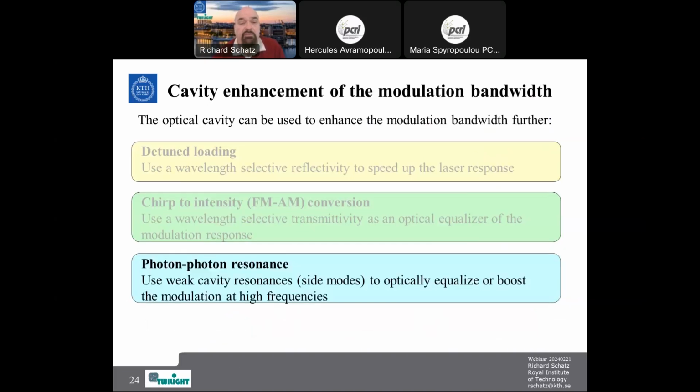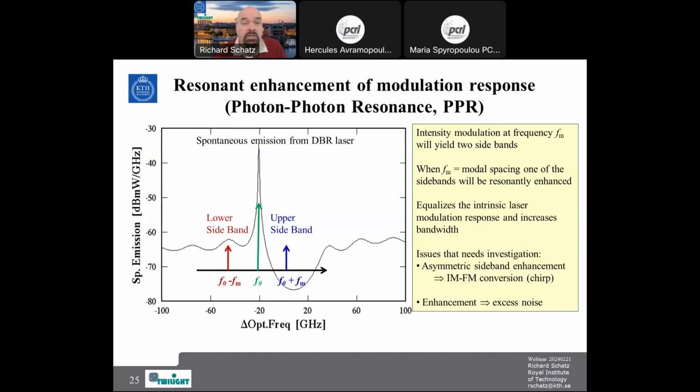Now we come to maybe the most important effect, photon-photon resonance. It uses weak cavity resonances to optically equalize and boost the modulation at high frequencies. Here we have a spontaneous emission spectrum of your laser. The main peak is the lasing mode, and then you have side modes. All these ripples here are side modes.